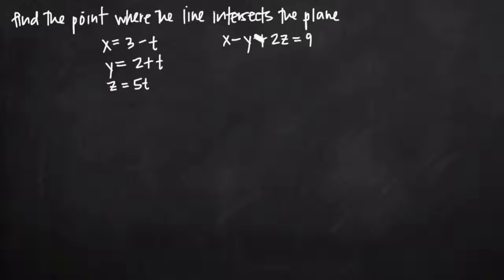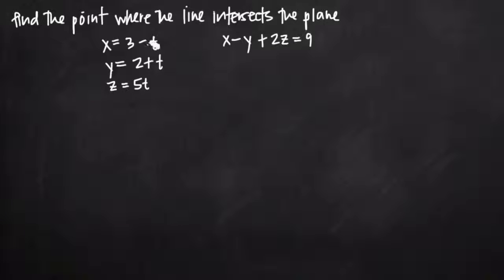The way that we're going to do that is by plugging the values that we have here, the parametric equations, into our equation for the plane. That's going to reduce this equation so that it's only in terms of the parameter value t. Then we should be able to solve for a value of t. That'll be the value of the parameter where the intersection occurs. So here's what that looks like.